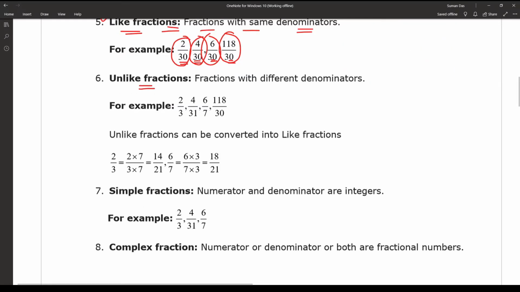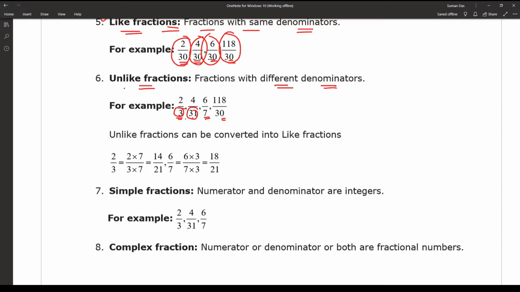Unlike fractions are fractions with different values of the denominators. 2 by 3, the denominator is 3. 4 by 31, the denominator is 31, that is not equal to 3. 6 by 7, 118 by 30, that means 3, 31, 7, 30. All the denominators are different. So those are all examples of unlike fractions.